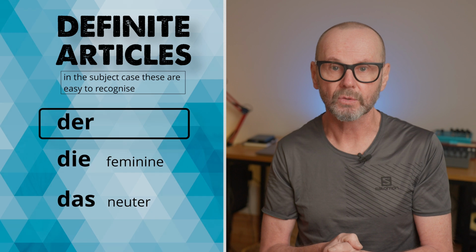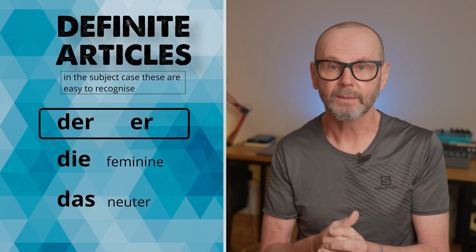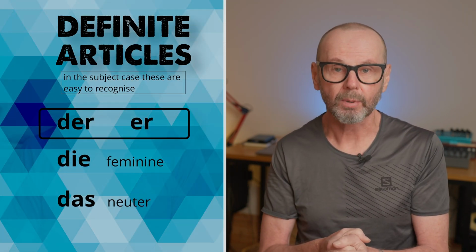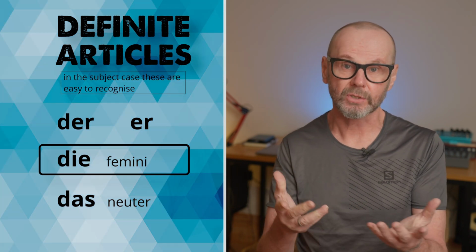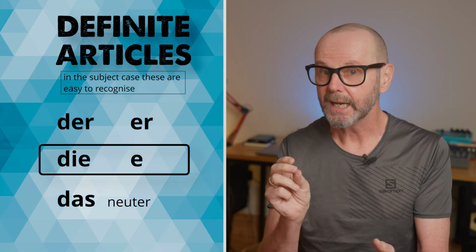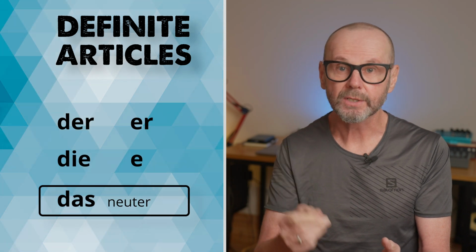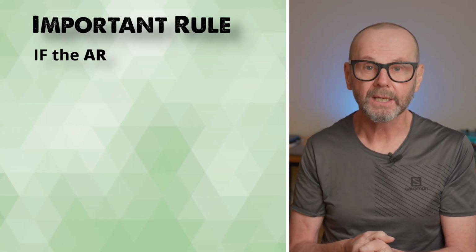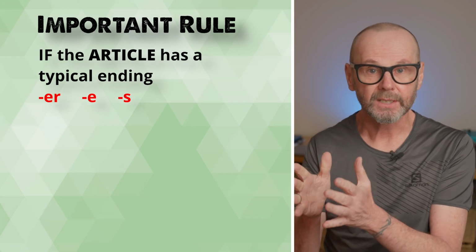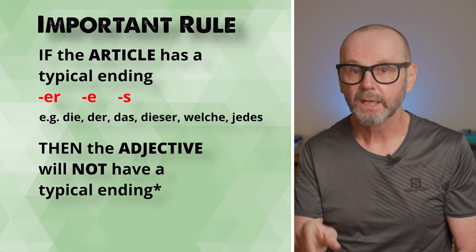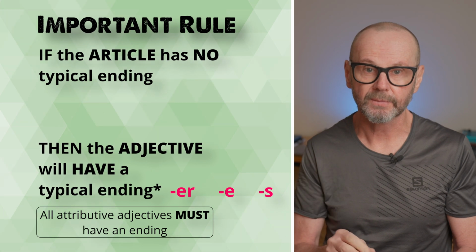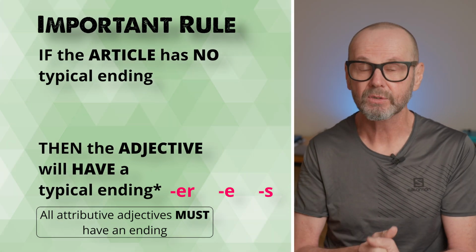If you watched our last video, then you'll know we often talk about typical endings. In the subject case, these typical endings are hinted at nicely by the definite articles. So if you see an ER somewhere, the noun it precedes will probably be masculine. If you see an E, there's a good chance it's feminine. And that S is typical for the neuter. And you'll remember that we made the very important point: if the typical ending is on the article, it won't be on the adjective. And if it's not on the article, it'll have to be on the adjective.